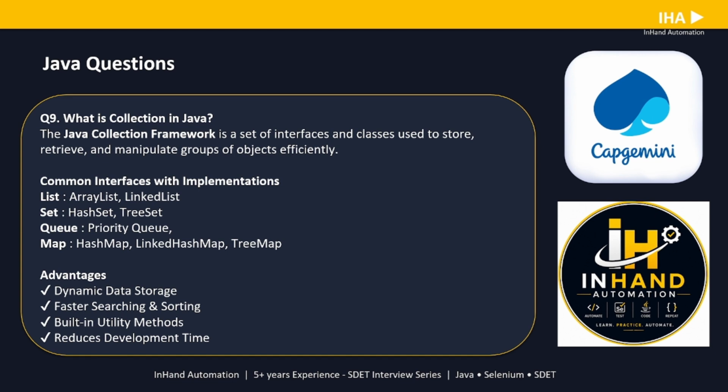And also explain to the interviewer that we have common interfaces with its implementation. Explain about the list, explain about the set, explain about the queue, explain about the map, and also explain the advantages. What are the advantages? It is a dynamic data storage, faster for searching and sorting. We have a lot of built-in methods.